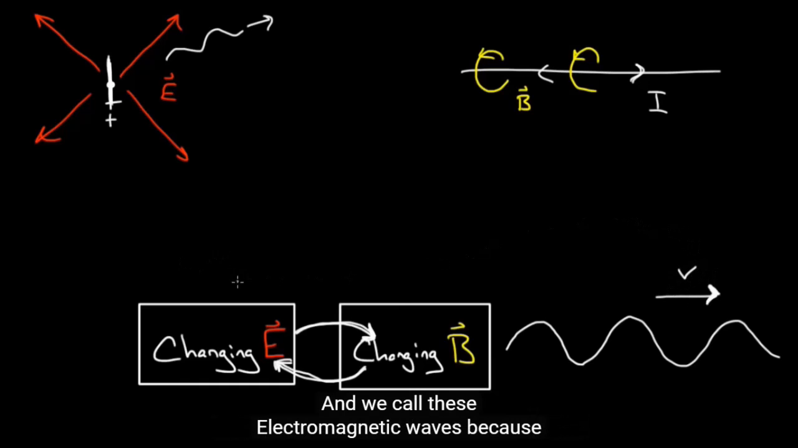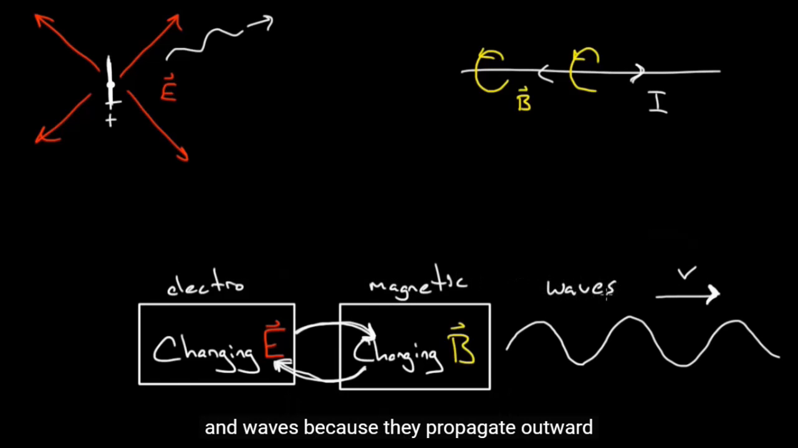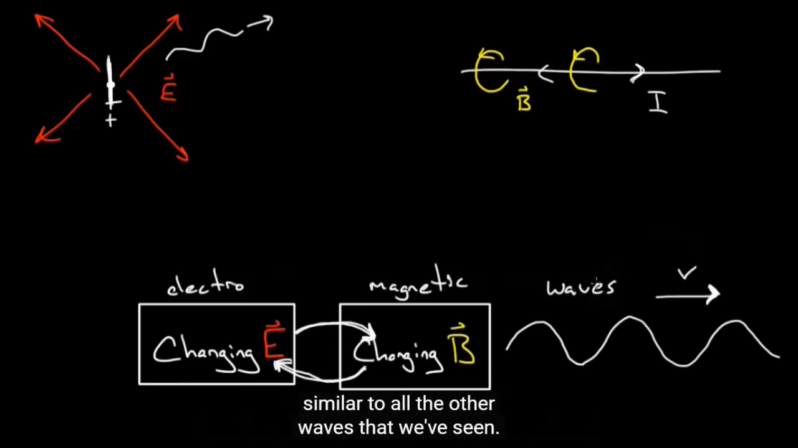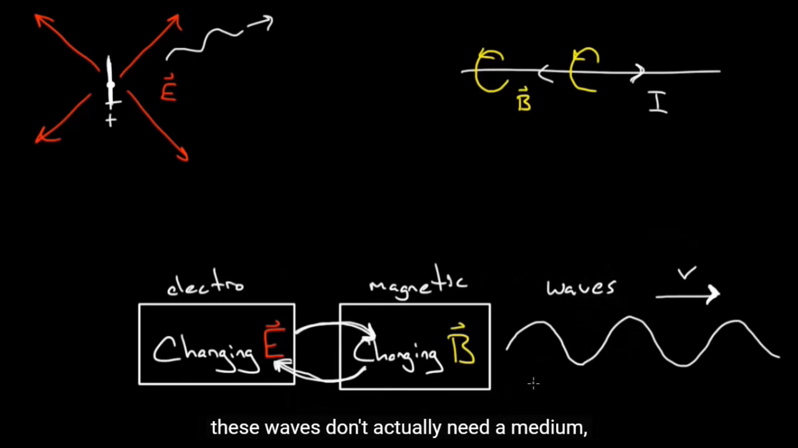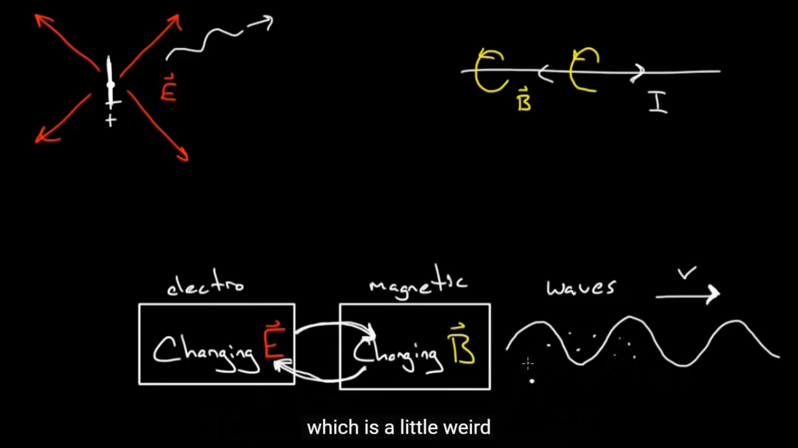And we call these electromagnetic waves because electro, they have electric fields, and magnetic because they have magnetic fields, and waves because they propagate outward according to wave equations, similar to all the other waves that we've seen. There is one difference. These waves don't actually need a medium. They could travel through straight vacuum. You don't need actual particles of some stuff in here. These can move through the vacuum, which is a little weird, because the only thing that's oscillating is the value of the electric and magnetic fields. And so these are electromagnetic waves.